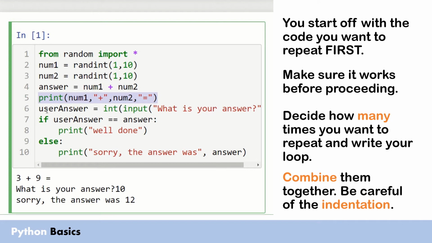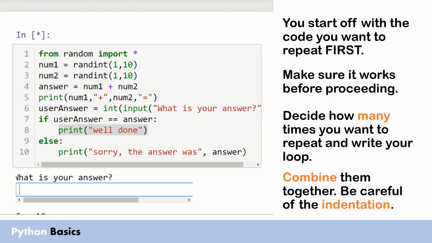I'll then ask the user for their answer. I use the int input command because I want this to be a number. Remember, input will return a string. I then cast it, turn it into an integer, and assign that to the variable user answer. Then I check to see whether user answer is equal to answer, essentially the one that the user's entered and the one that we've calculated. If they are, I print well done. If not, I say sorry and give the right answer.